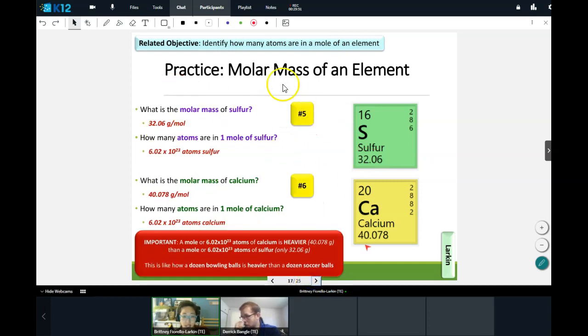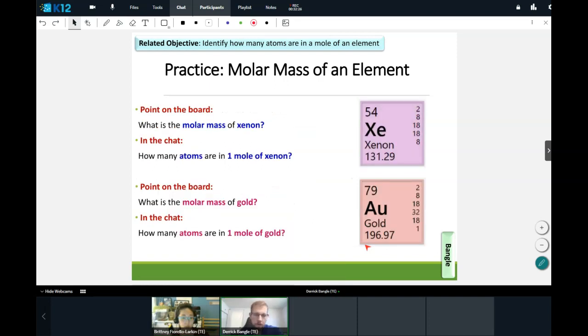Great. All right. This is number 5. Make sure you select both correct answers. Molar mass is 32.06 grams per mole for sulfur. And atoms is always 6.02 times 10 to the 23rd. Same thing for calcium. Molar mass is 40.078. Again, a little bit heavier, but the atoms are still the same. It's just like a bowling ball, so it'll be a little bit heavier than sulfur. You have 30 seconds to answer number 5 and number 6, and raise your hands. And use your color pointers from the whiteboard tools to point to the molar mass of xenon.